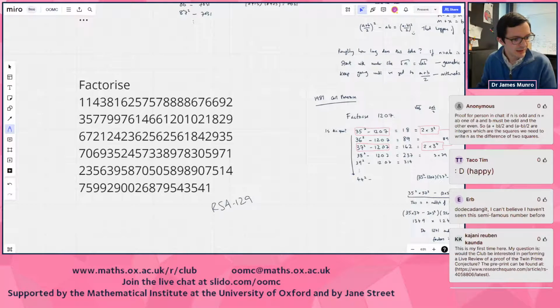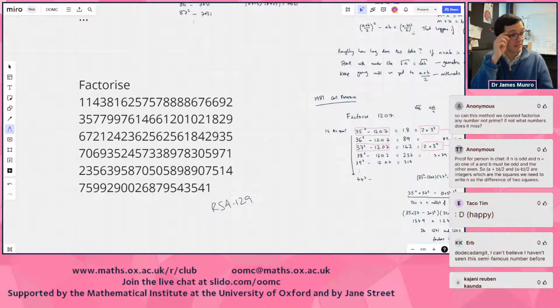Questions in chat? Let's see. Ooh, hang on. That says proof. If n is odd and n is a times b, one of a and b must be odd and the other even. So (a plus b) over 2 and (a minus b) over 2 are integers. Ooh, I'm suspicious. They look like not integers. Do you mean if n is odd and n is ab there? If n is odd and n is ab, both of a and b are odd. So those things are both integers. Yeah, I think that's what you mean. You mean both.